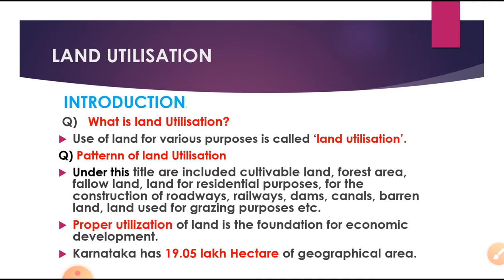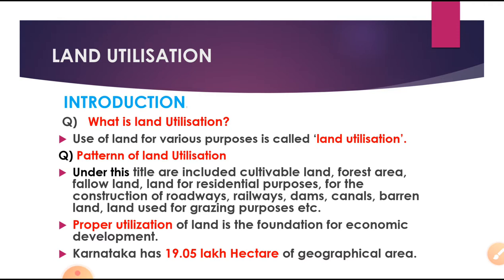Before going to study pattern of land utilization, we have to know what we mean by land utilization. Important one more question, what is land utilization? Very simple answer is that use of land for various purposes is called land utilization. Means using available land for different purposes is called land utilization. We have 19.5 lakh hectare geographical area in our state. So this 19.5 lakh hectare area utilized for different purposes is called land utilization.